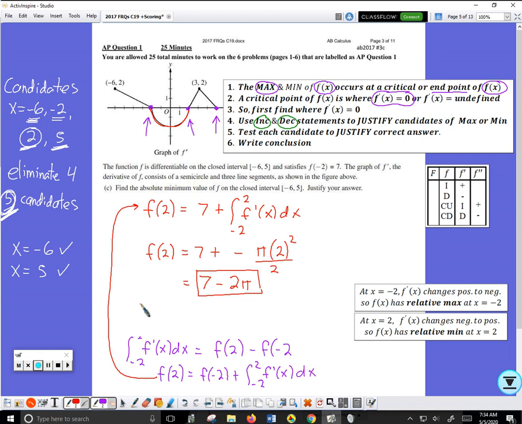So I need to write a conclusion, so I say, therefore, the absolute min of f is f of 2, which is equal to 7 minus 2 pi.